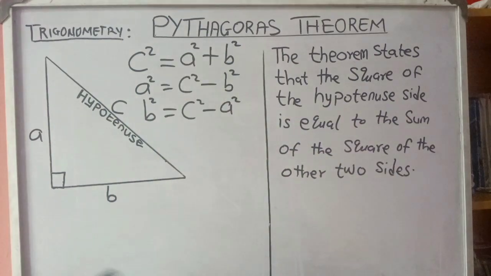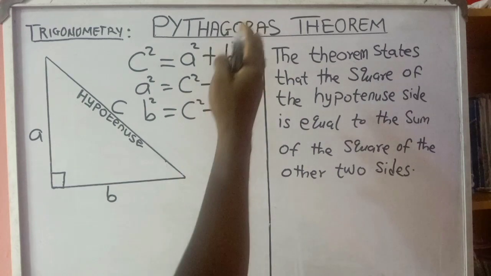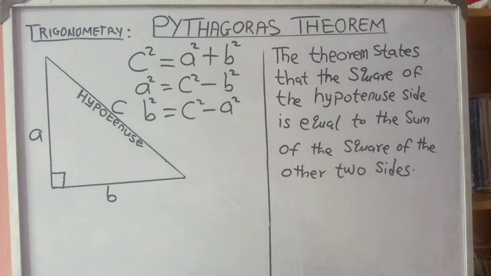This is exactly how the formula looks on how to find the various sides of the right-angled triangle using Pythagoras theorem. Now let's take some examples.